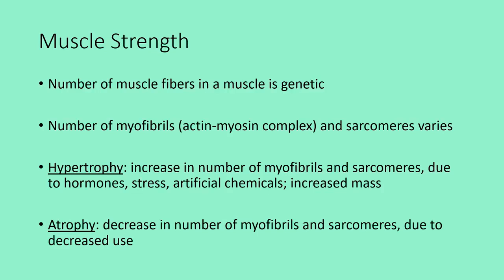In terms of muscle strength, the number of muscle fibers that you have in a particular muscle is determined genetically. Now, the number of the myofibrils, the actin and myosin complex, and the number of sarcomeres, that can vary from one individual to another. When you increase the number of the myosin and actin complexes and sarcomeres, that's hypertrophy. It can be due to hormones, stress, artificial chemicals. You increase the mass. Atrophy is the reverse. It's where you're decreasing the mass. Why? Because you're decreasing the number of the myofibrils and the sarcomeres. It's usually due to decreased use of the muscle.